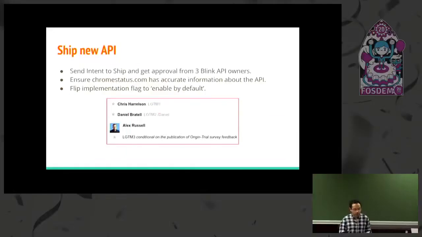And once you get that approval, then we basically ensure that Chrome status is up to date, because I don't know, does anyone use Chrome status at all? So yeah, some people here raise their hands. Some web developers use Chrome status, and our DevRel also uses Chrome status. So it would be nice if it's updated, right? Otherwise, who is going to promote the new web platform APIs? Well, no one. And then we can flip the implementation flag so that it is launched by default.